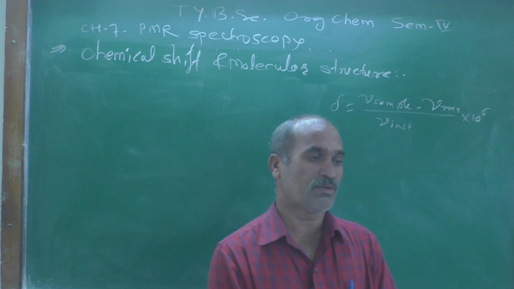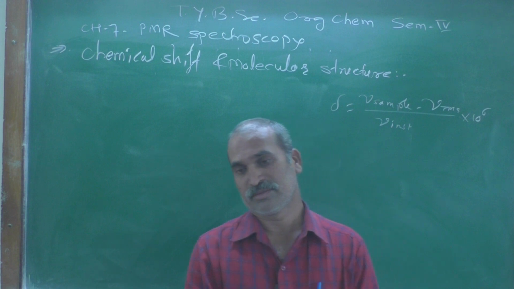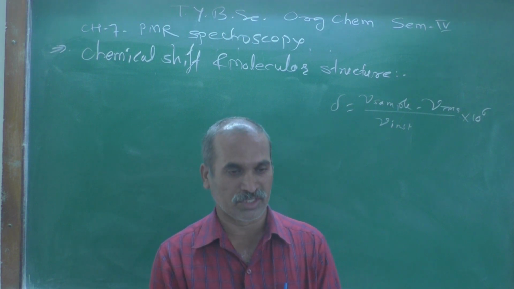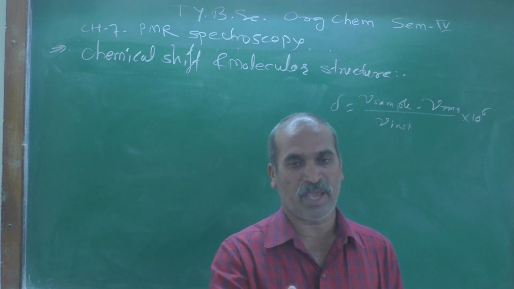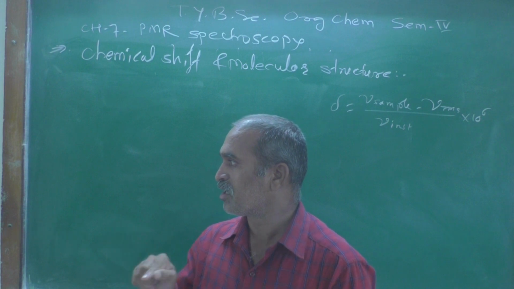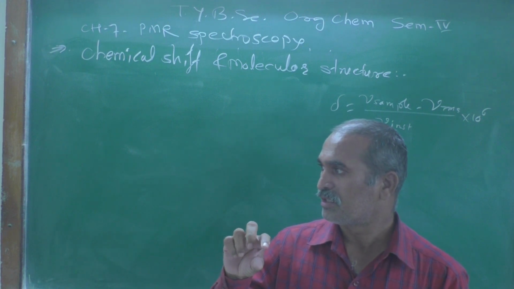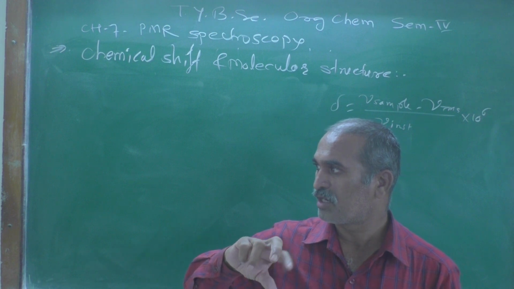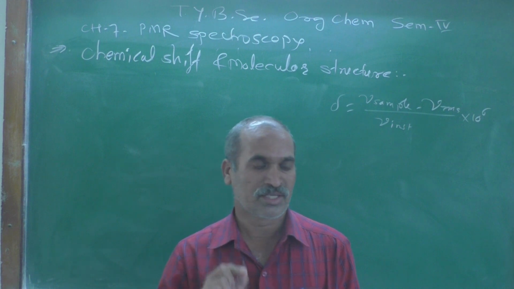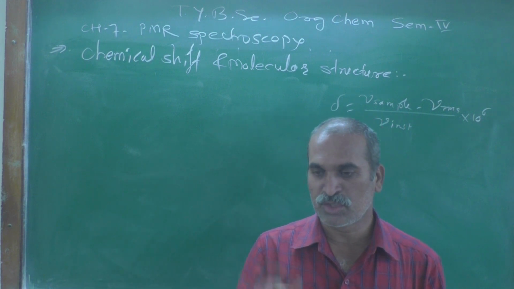Those protons are more de-shielded. Why are they de-shielded? An anisotropic effect is observed. When the external magnetic field is applied, there is a current in circular loops. In the carbon-carbon double bonds, a ring current is generated, and there is an anisotropic effect.